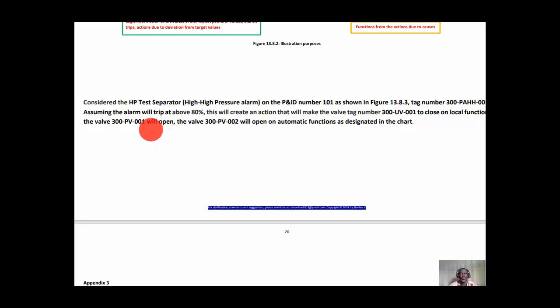Assuming the alarm will trip at 80%, this will create an action that will make the valve tag number 300 UV001 close on local function. The valve 300 PV001 will open. The valve 300 PV002 will open on automatic function as designated in the chart.